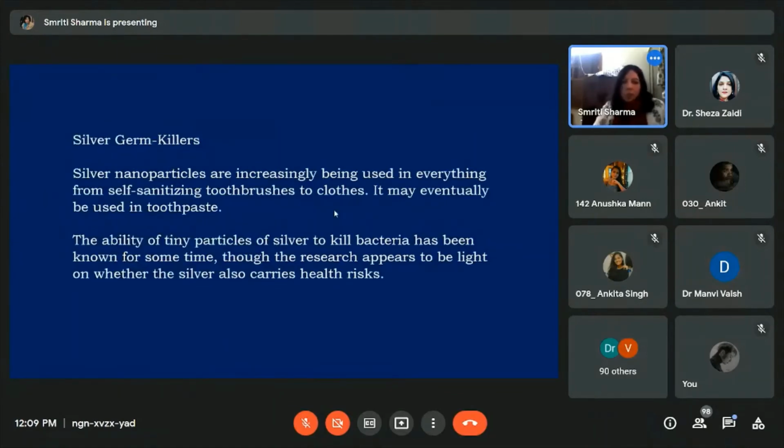And then this was Corona's time, which told us about the importance of sanitizer. They've developed things that you can apply on your toothbrushes, clothes and all, and they will self-sanitize. They will have silver nanoparticles. The tiny nanoparticles will kill the bacteria, so you won't have to apply it again and again.